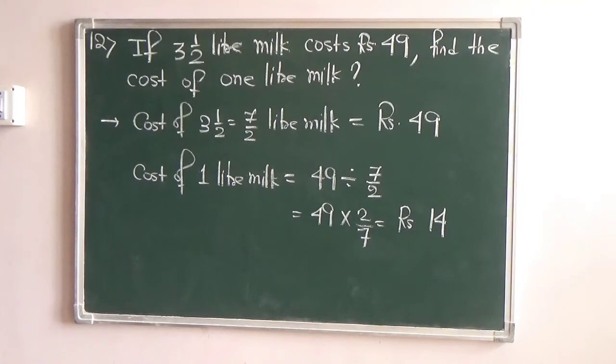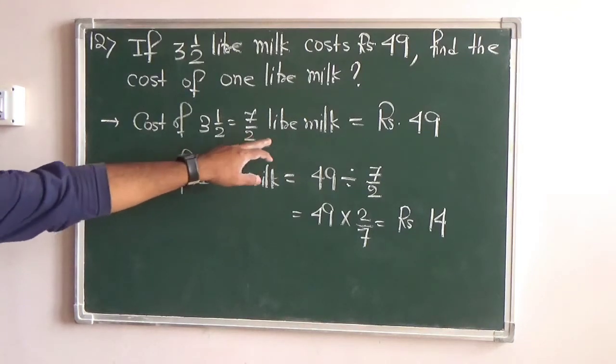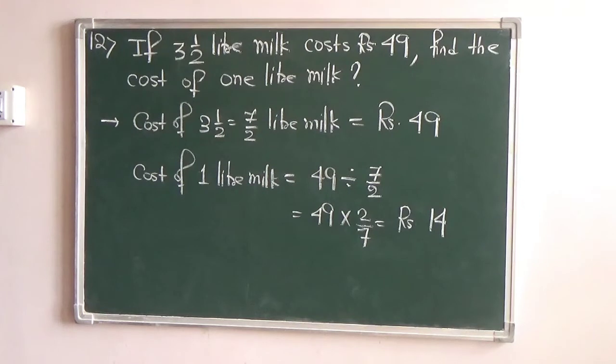If 3.5 liter milk costs rupees 49, find the cost of 1 liter milk, and the cost of 3.5 or 7/2 liter milk is rupees 49. So the cost of 1 liter milk comes to rupees 14. Note it down. Moving on to the next question, that is question number 13.